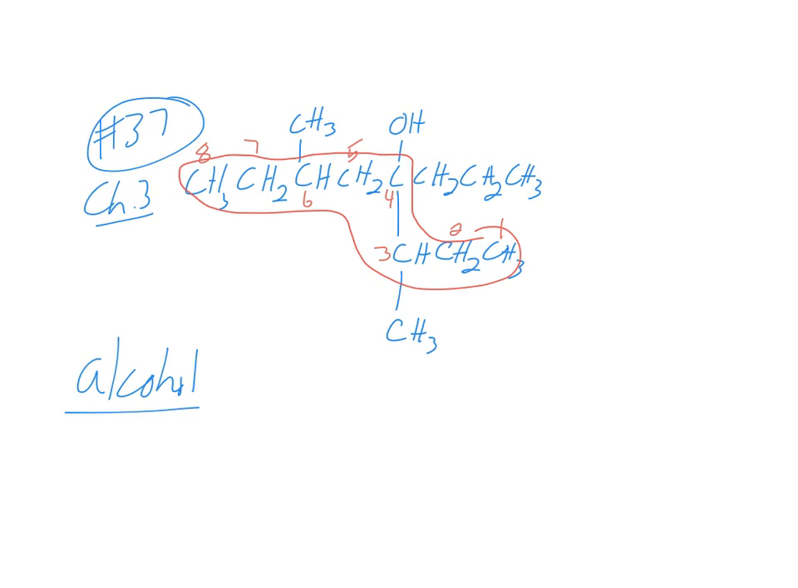So our parent name is octanol because it's an alcohol. We have an octanol, alcohol, and 8 carbons. What's on there? We have a 3-methyl and a 6-methyl. So we'd have a 3,6-dimethyl.